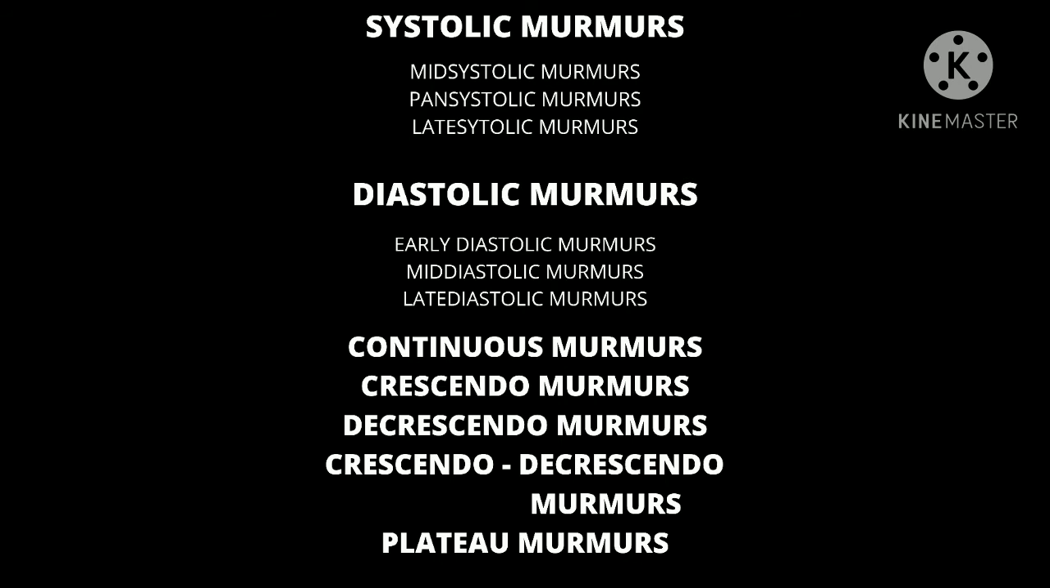Continuous murmurs. Some congenital and clinical conditions produce continuous murmurs. A continuous murmur begins in systole and extends into all parts of diastole, but it is not necessarily uniform throughout. A crescendo murmur grows louder. A decrescendo murmur grows softer. A crescendo-decrescendo murmur first rises in intensity, then falls. A plateau murmur has the same intensity throughout.